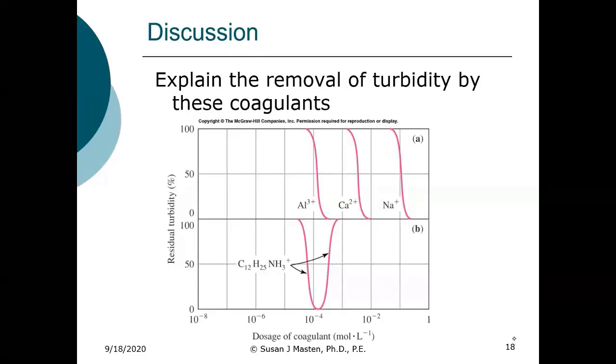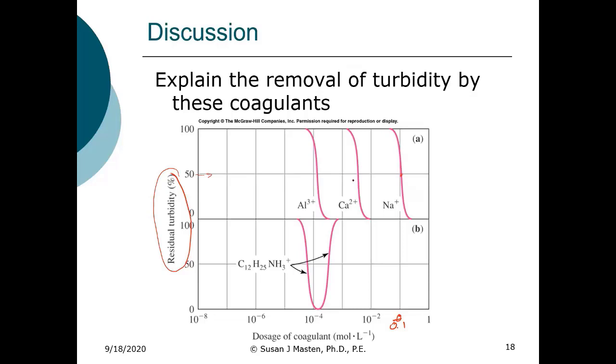So hopefully that helps with that. And we can see that in this figure also. What you see here is we're plotting residual turbidity versus concentration. If we just look at the 50% turbidity line, in order to achieve 50% removal of turbidity using sodium, we would need about 0.1, and this is molar concentration. My toolbar hides the concentration.